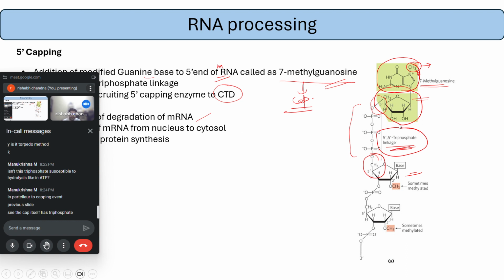So, what happens during the procedure? This guanine base, okay, so it doesn't have a triphosphate. This triphosphate is basically from the, we'll see the process. Then you'll understand how it is linked. That will help you to understand how the process is and how it is not used in energy consumption.